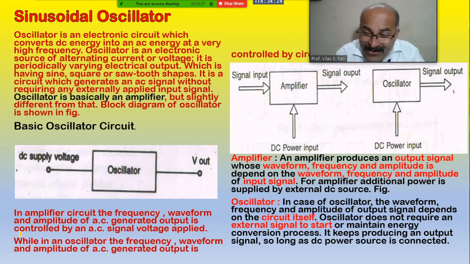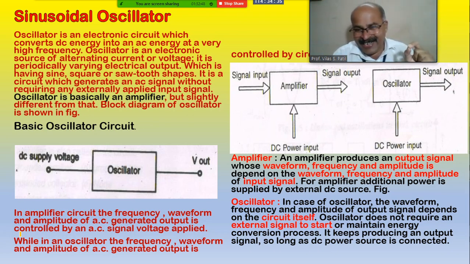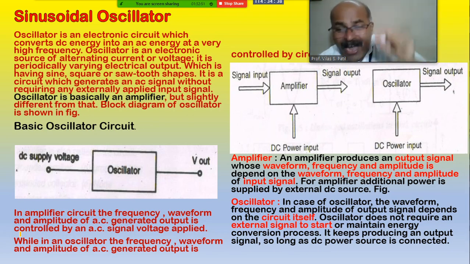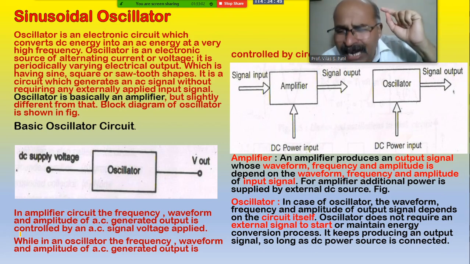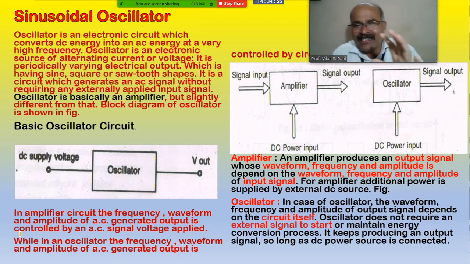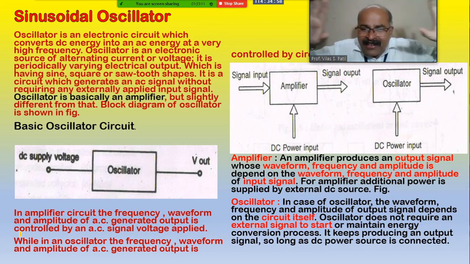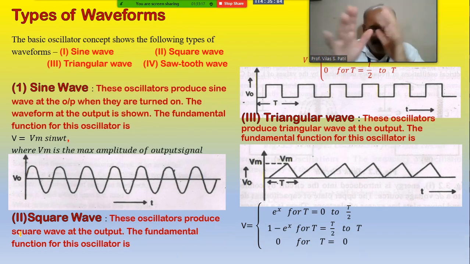But in case of oscillator, there is the requirement of DC triggering. There is no requirement of the AC signal to start the process of oscillation. And here we get the output signal, the oscillatory signal at the output, but whose frequency, waveform and amplitude depend only upon the circuitry itself in case of oscillator. This is the distinction between the amplifier and oscillator. Just let me move to the next.